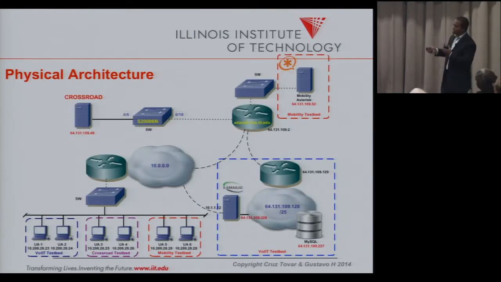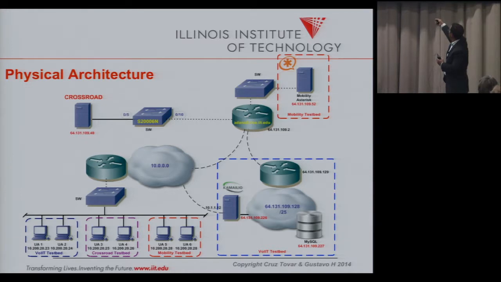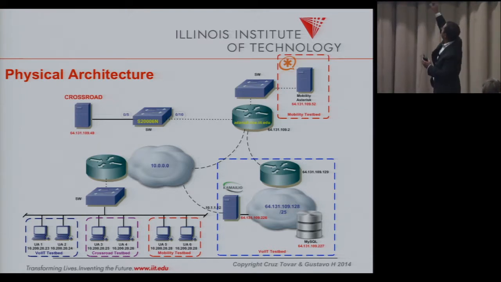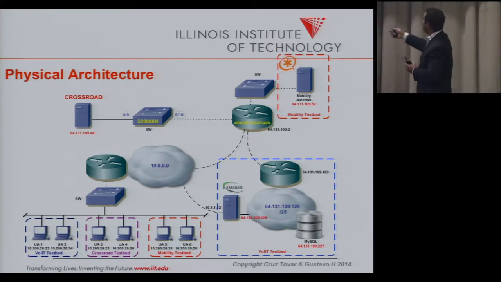But the physical architecture is not complicated. From the upper left side, we can find our Crossroads, which is connected to a layer 2 switch. In the upper right of the slide, we can find the Mobility Asterisk server. And here in the lower side, we have the Kamailio, and our goal is to interconnect those testbeds and make phone calls end-to-end. And this is important to remark.